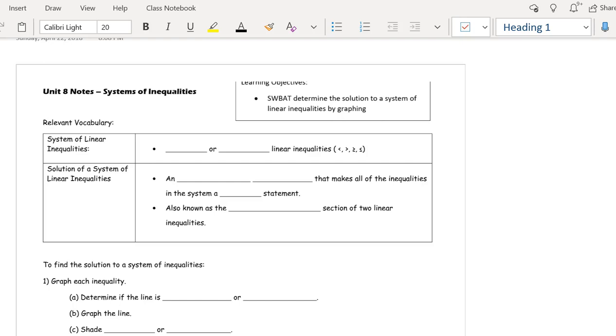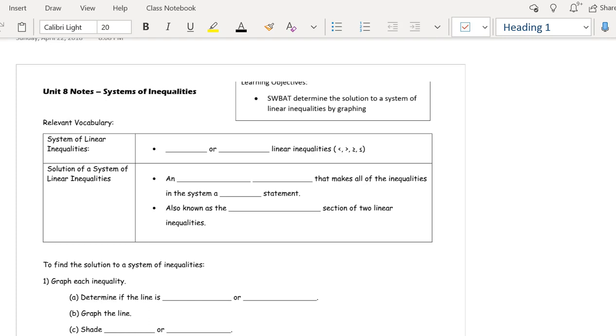All right, so for today we're going to look at the last section, which is graphing systems of inequalities. We already know how to graph a system of equations. We already know how to graph inequalities independently, so now we're just putting those two pieces together.